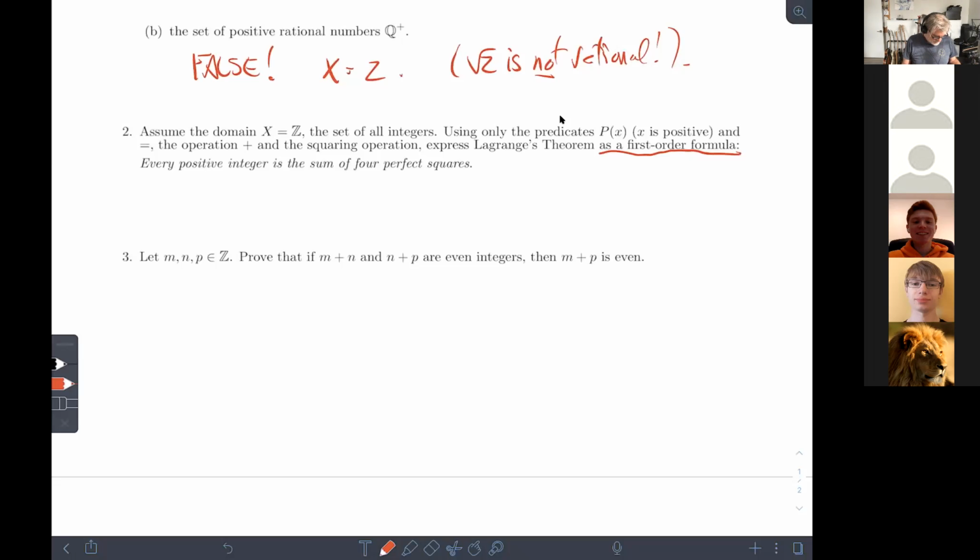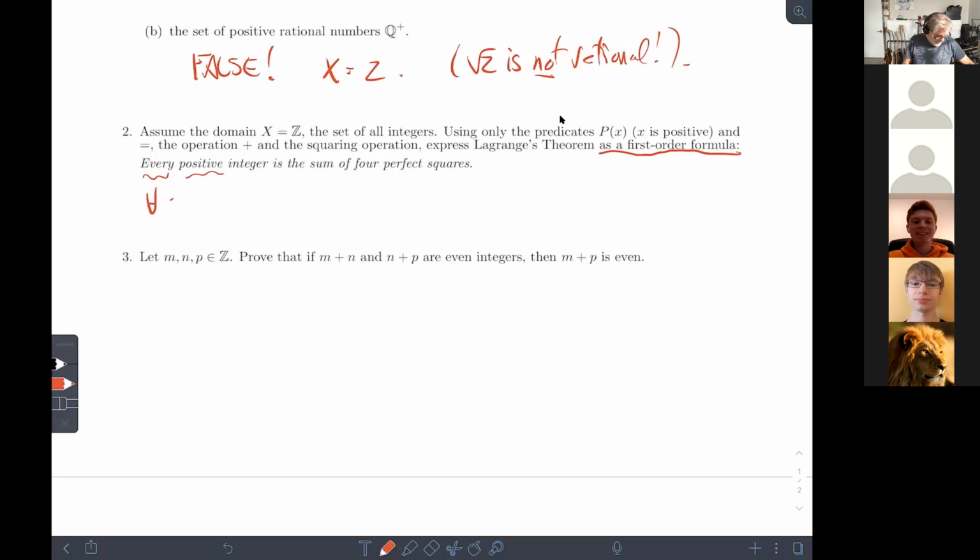So here's how we can write this. Every positive integer, you see the "every" and you're thinking "for all," that's great. Every positive integer is the sum of 4 perfect squares. So it means that you can write there exists a representation of your positive integer as the sum of 4 squares. So let's do that.